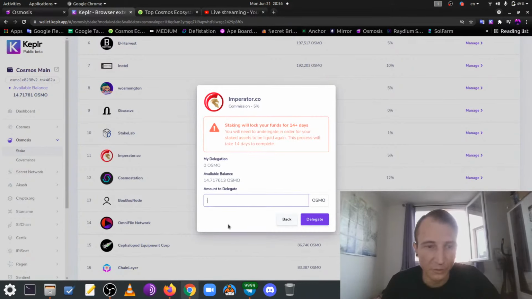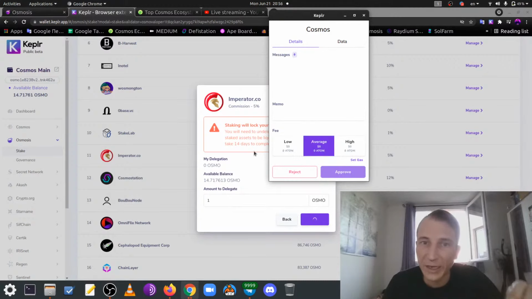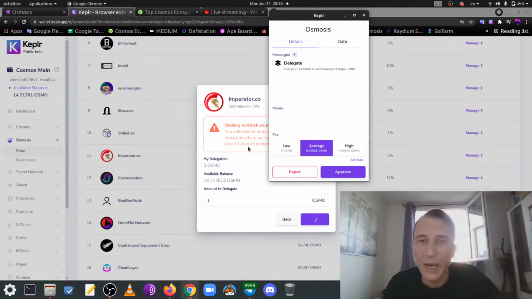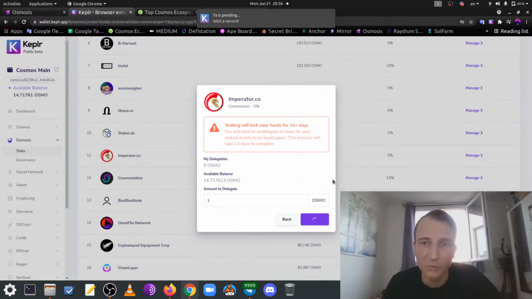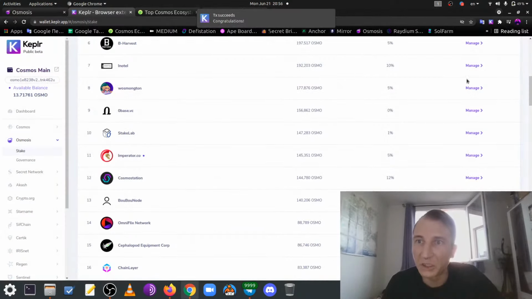Delegate to him one Osmo, for example, and as you can see, to unbond your delegation, you will need only 14 days, not 21 days like in Cosmos or Persistence or Kava, but only 14 days. OKEx has the same. It will ask us about commission. We can again choose low commission. As we will see, this is also very fast. And also Cosmos Station.